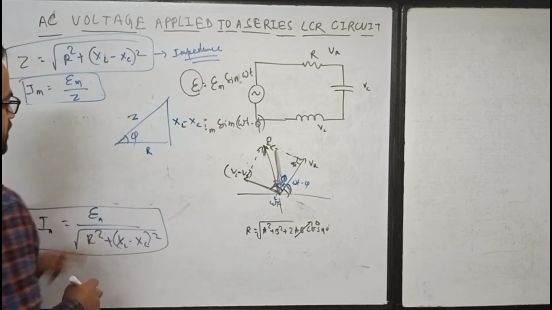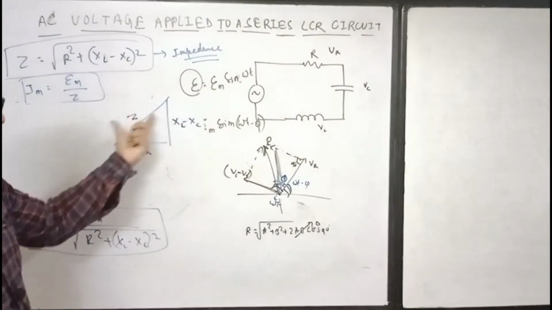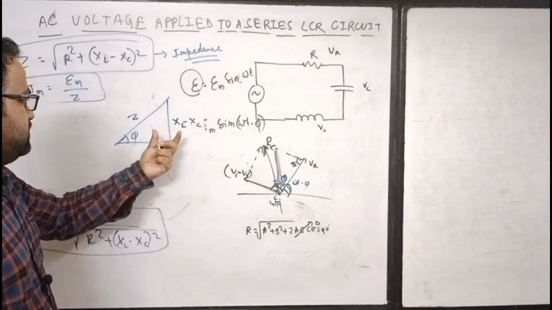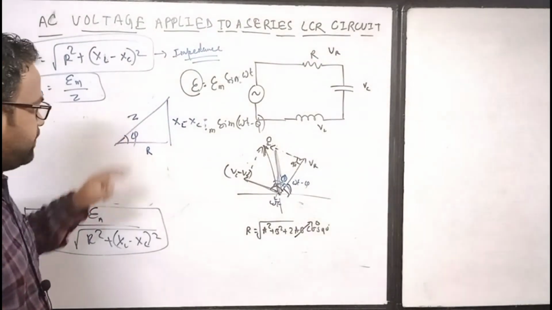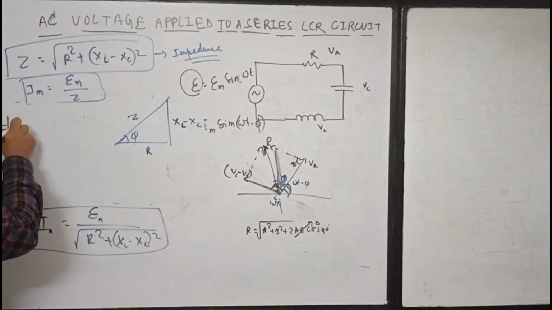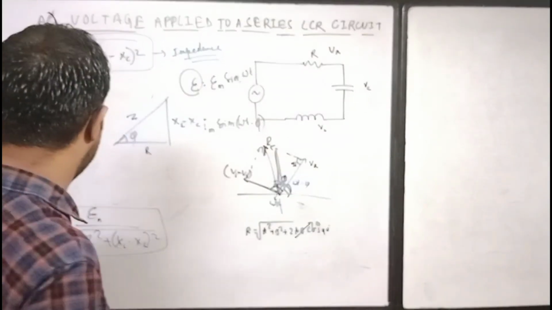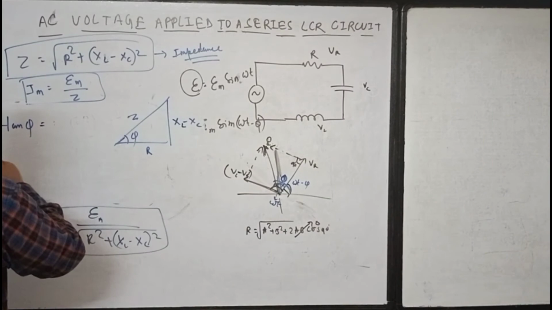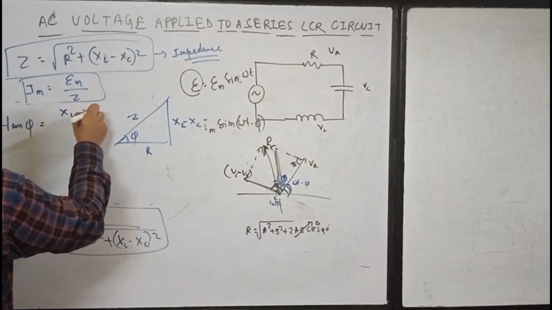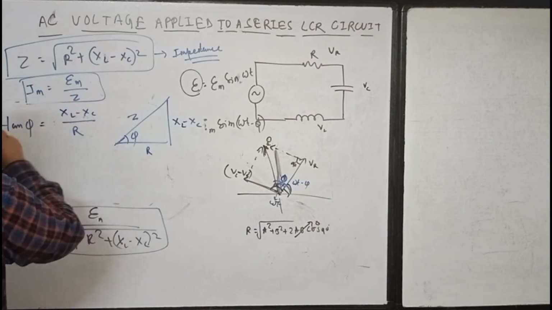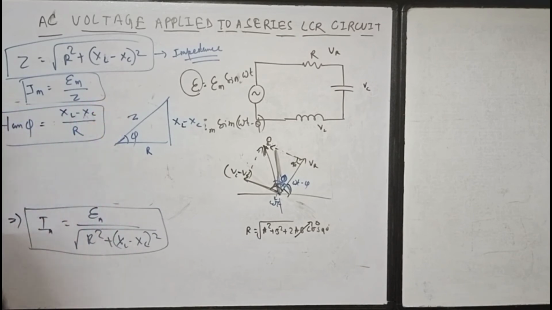this is your Z. This triangle is called the impedance triangle: R square plus (XL minus XC) whole square is your Z square. Now the phase angle is also our interest. Our interest is Im and phi. So tan phi is XL minus XC by R. So these are the two results of our discussion, the current and the phase angle.